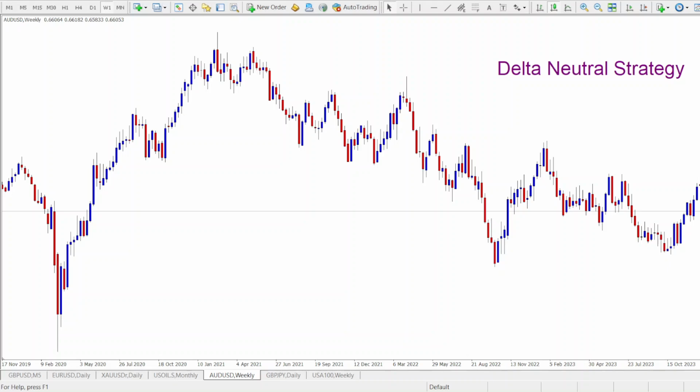So now let us imagine that you are trading options on a stock that has, let's say, a delta of plus 50.